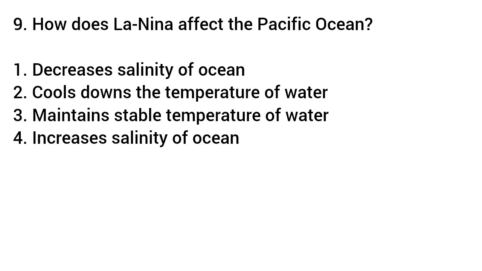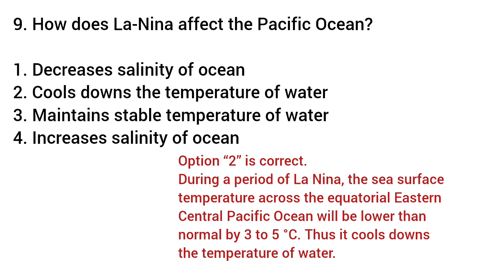How does La Nina affect the Pacific Ocean? Answer. Option 2 is correct. During a period of La Nina, the sea surface temperature across the equatorial eastern Central Pacific Ocean will be lower than normal by 3 to 5 degrees Celsius. Thus, it cools down the temperature of water.